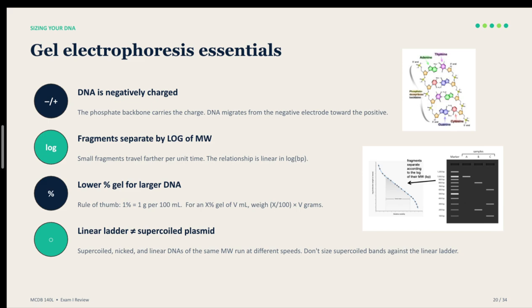Another thing to watch out for, I don't think this is really too important for the purposes of this class: the linear ladder is not the same thing as supercoiled plasmid. So the ladder is linear, and you can't size supercoiled plasmids against it. So you just got to keep that in mind. Supercoiled means you have secondary structure. Earlier we were talking about how you don't want secondary structure elements, complementary sequences that can bind within each other and produce secondary structure within a single strand or even a double strand. So a lot of what we try to do in this class is linearize it and then we run the gel, right?